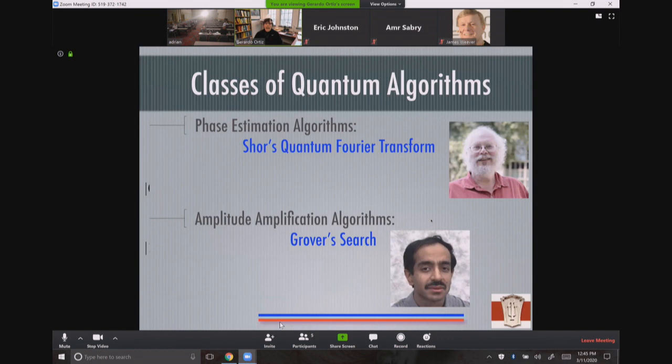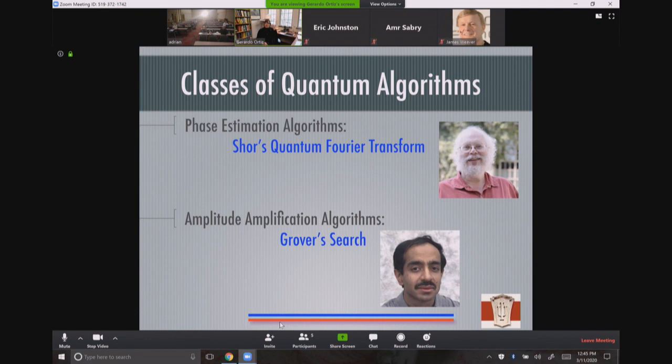Later on, I said, okay, this is a baby problem. So let's look at classes of quantum algorithms: algorithms that exploit certain parts of quantum mechanics and others that exploit other parts. As far as we know, there are basically two classes of algorithm, within which many problems fall. These are phase estimation algorithms, where you estimate a phase in that linear combination, and amplitude amplification algorithms, where you amplify one of the components of those linear combinations of strings. The first was essentially invented by Shor, and the main algorithm is known as the quantum Fourier transform. The second one is Grover's search algorithm, for structured search.